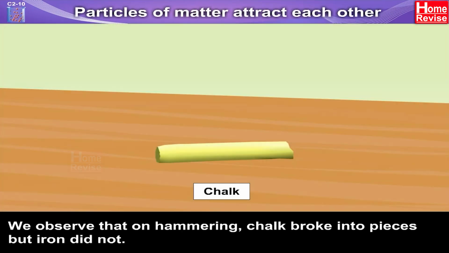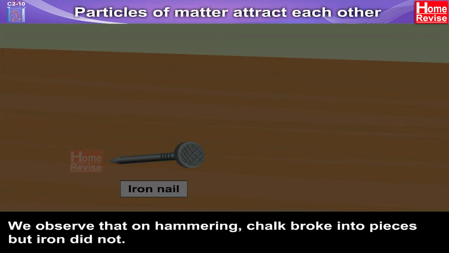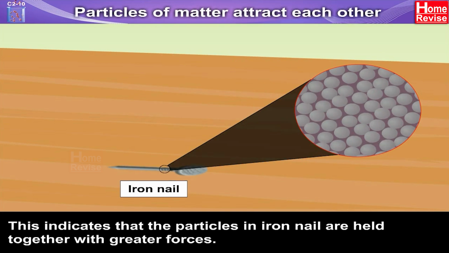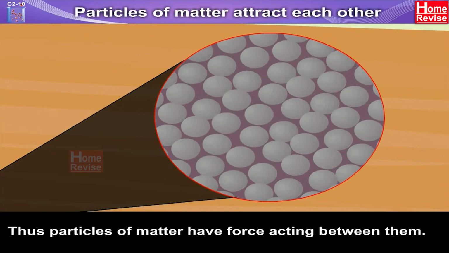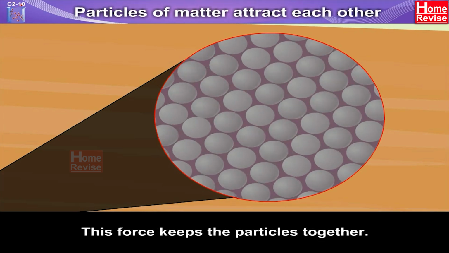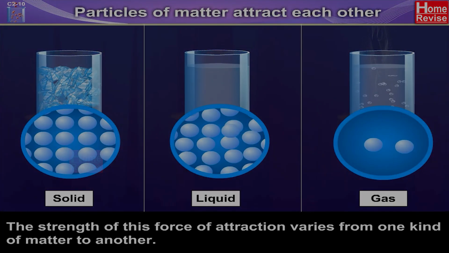We observe that on hammering, chalk broke into pieces, but iron did not. This indicates that the particles in iron nail are held together with greater force. Is it not so? Thus, particles of matter have force acting between them. This force keeps the particles together. The strength of this force of attraction varies from one kind of matter to another.